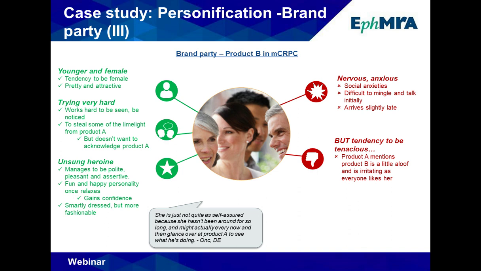On the other side, you've got product B, which is represented as a younger female trying very hard, the unsung heroine here, really, but she's also a little bit nervous and anxious, and she has a tendency to be very tenacious. So you can really look at both of these brands now from, you start the research thinking that there's very little differentiation in these two brands. And through this brand party exercise, you can really see very clear different personality coming out of each of these brands.